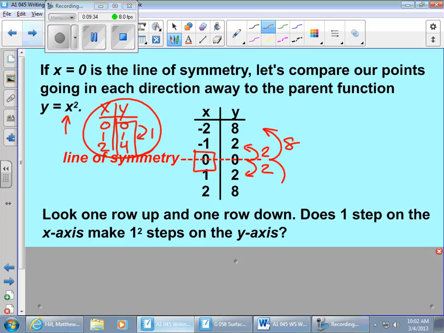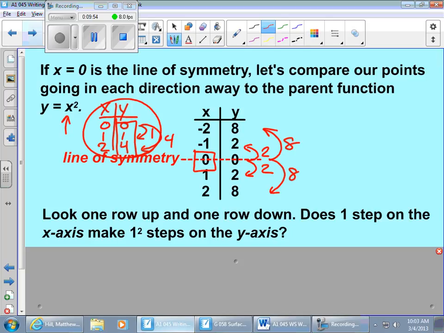That's a change of 8. What was it supposed to be in the parent function? Change of 4. Okay, so what do you think about this graph? Is it compressed? Is it moving slower than it should? Is it stretched? Is it moving faster than it should?